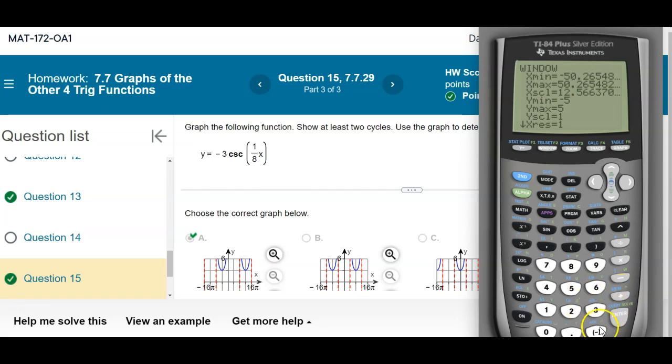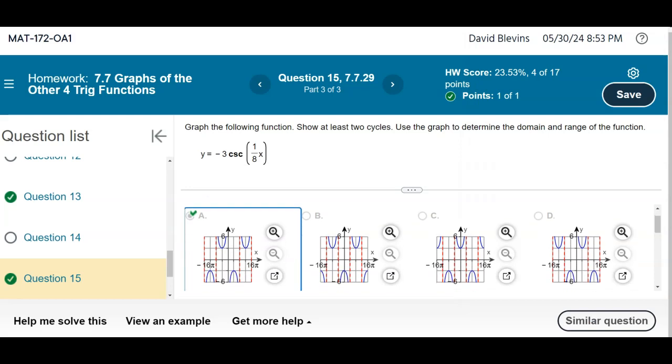All right, my y minimum is -6, my y maximum is +6. All right, and they're using a tick mark halfway and a tick mark all the way to 6. That means they're using a scale of 3 there. All right, I'm going to hit graph. Now I can match it up and see, okay, this is A as far as the options that they give me. So I would get that question right for that first part.